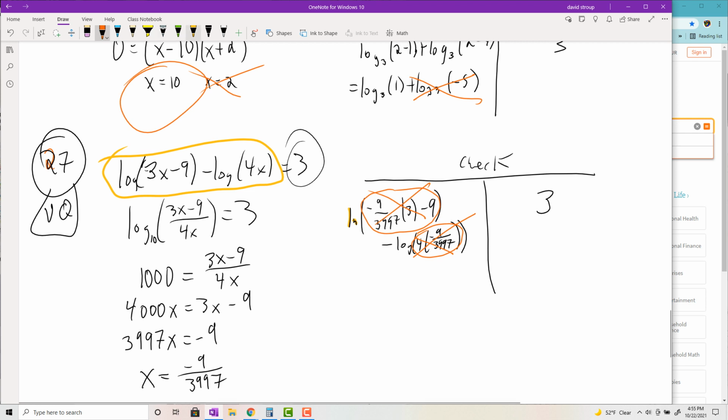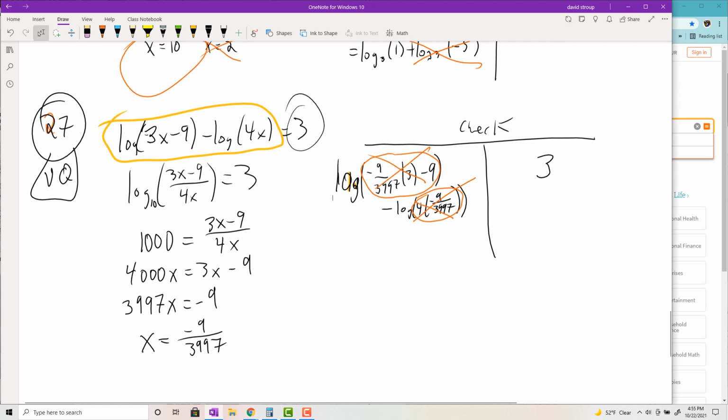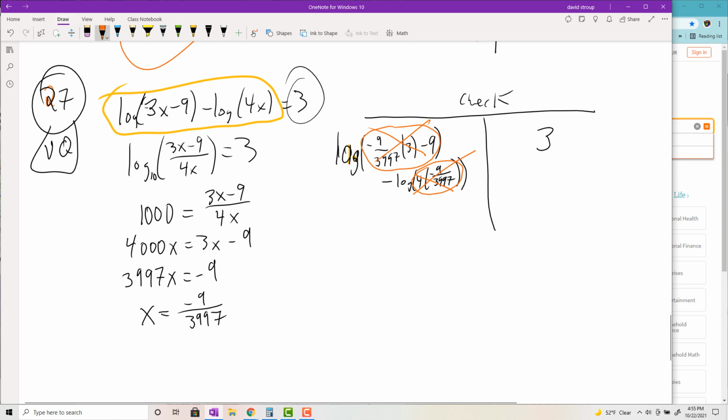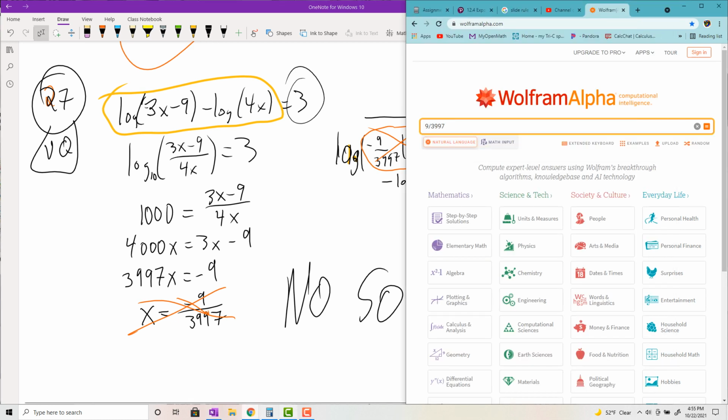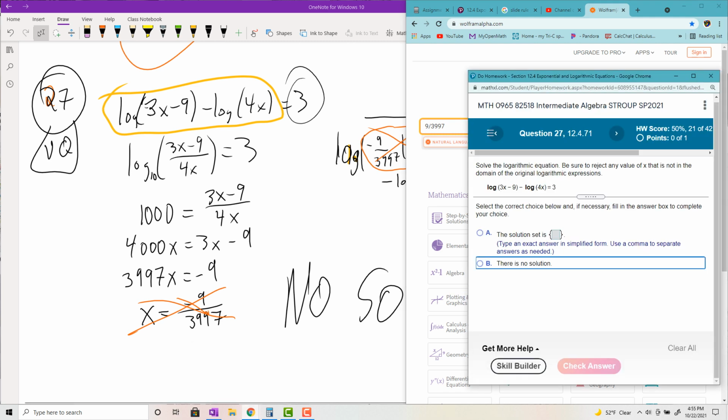Okay? And I know I accidentally put ln instead of log there. I apologize. But it doesn't matter. You can't put negatives in the common log, and you can't put negatives in the natural log. Either way, it won't work. So ultimately there's no solution. You just cross that out. No solution. All right, let's make sure with the answer: there is no solution.